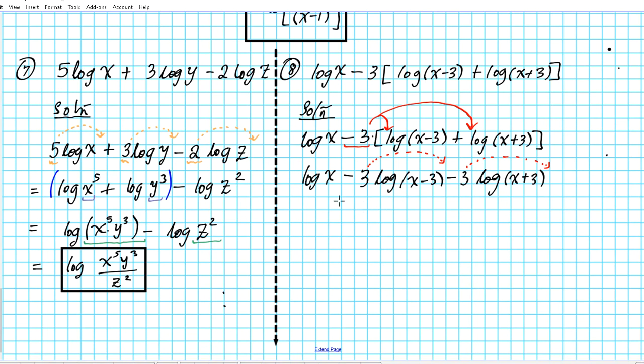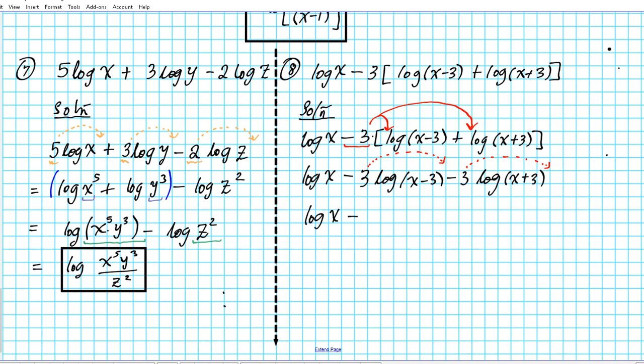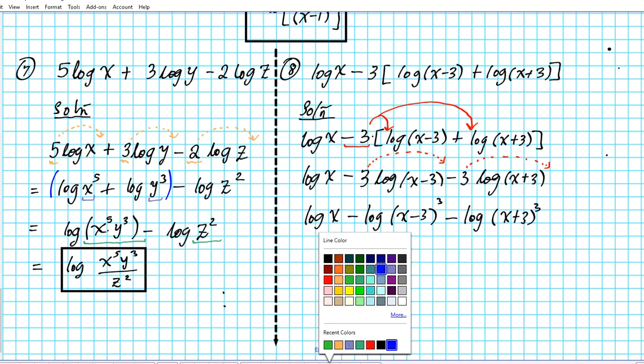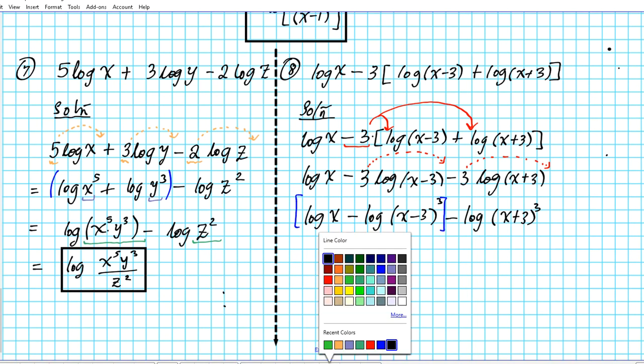Okay. All right, so if we do that, we are now going to have log base 10 of x minus log base 10 of x minus 3 raised to the third power minus log base 10 of x plus 3 raised to the third power. Okay, so we now have log base 10, log base 10, log base 10, identical logs. Let's proceed with condensing the first two together using the quotient property because we have a difference.